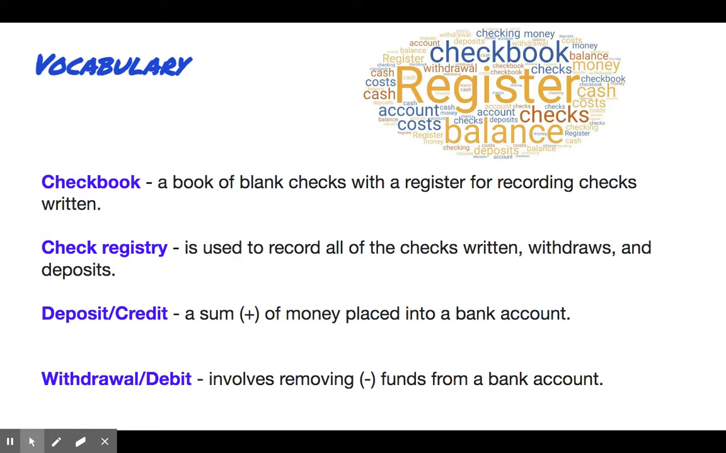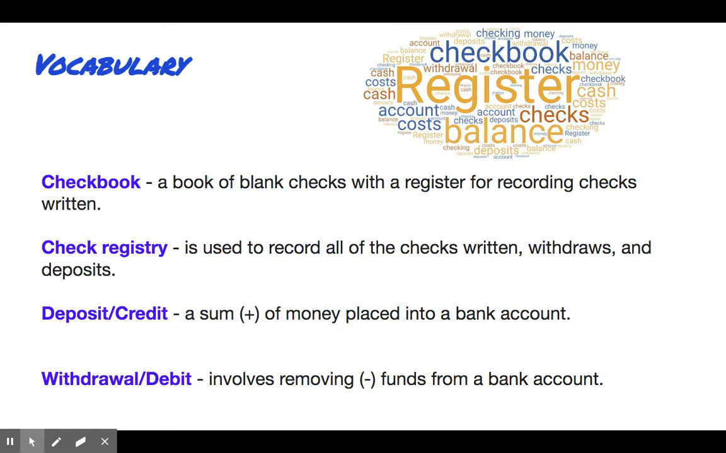So my vocabulary, I'm going to read the vocabulary to you and you are going to type it in to your class kick. So please make sure you fill in the blank for your class kick. So for a checkbook, it's a book of blank checks with a register for recording checks written. My check registry is used to record all of the checks written, withdrawals, and deposits.